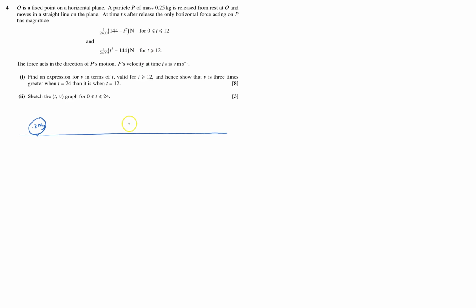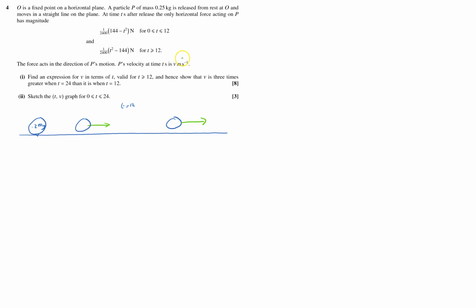So there is a force up until t equals 12. The force will still be positive, so I've got a force acting in that direction. When it gets beyond 12, the force is still going to be acting in this direction. But when t equals 12, there'll be no resultant force on it. The only horizontal force on P acts in the direction of P's motion. I'm just showing that really.